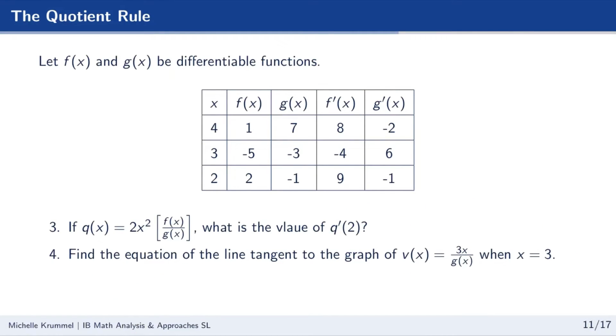If q of x equals 2x squared times f of x over g of x, what is the value of q prime of 2? Well, we're going to have to use a lot of different derivative rules to find q prime of x, because q of x is a product. Here's the first factor, here's the second factor, but then the second factor is a quotient. So we're going to have to use product rule, and then as part of the product rule, we're going to get to a step where we're going to have to use the quotient rule.